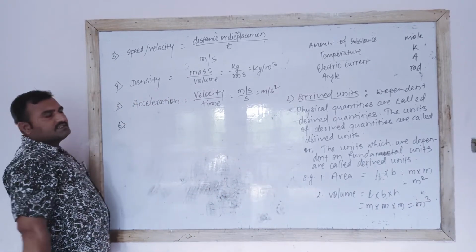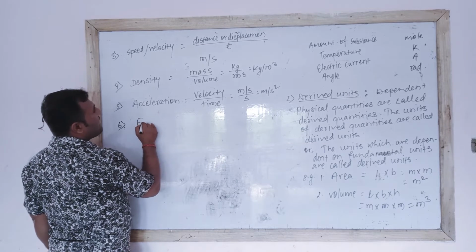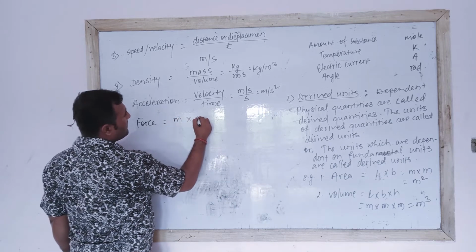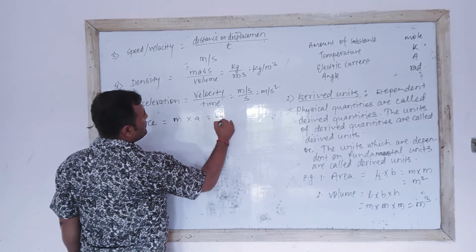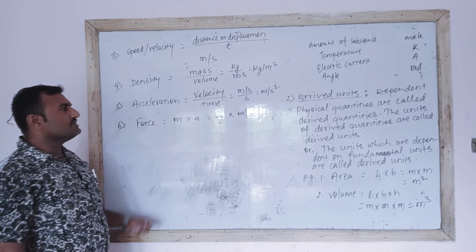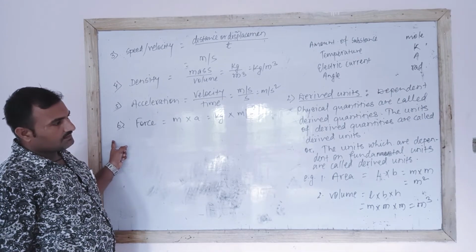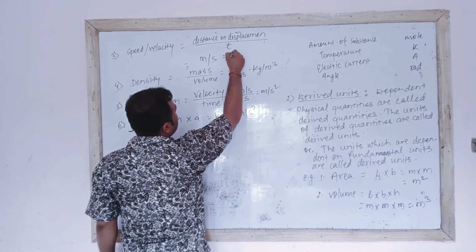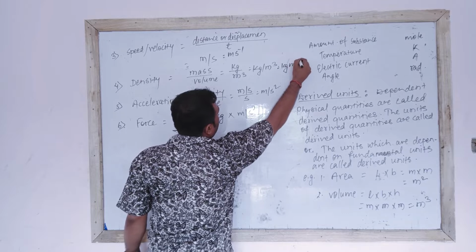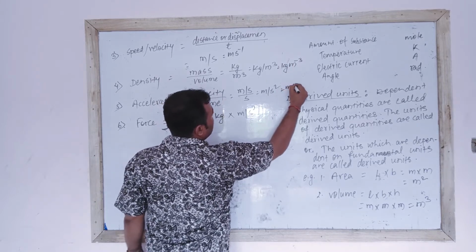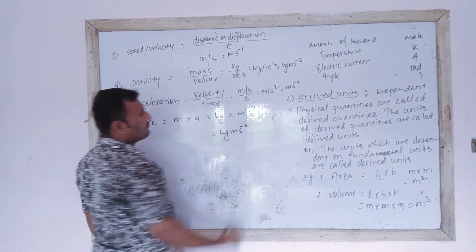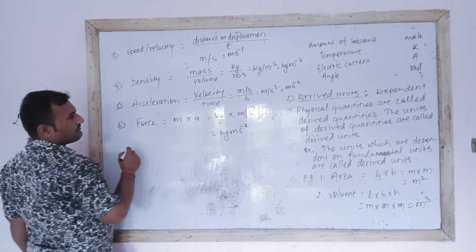Similarly, another derived quantity is force. Force is calculated by m into a. M means kilogram, and a is represented in meter per second square. You can also write kilogram meter second inverse 2, or kg m s^-2, as the basic unit.